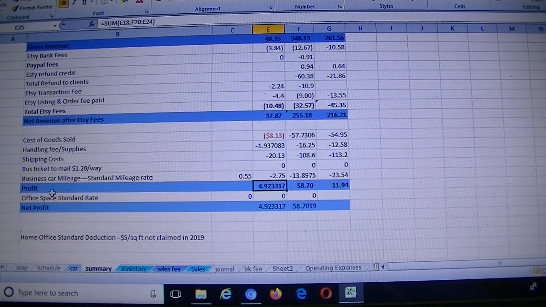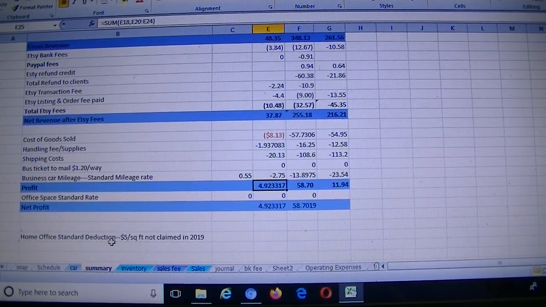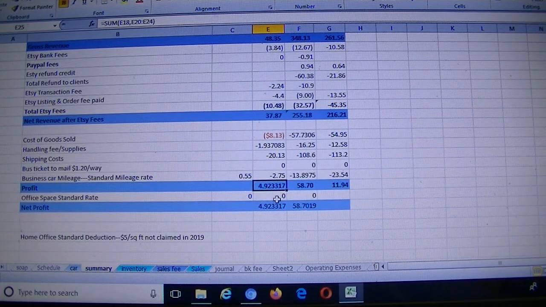And then I'll take the office space standard rate, and I believe that is $5 per square footage. You can claim up to 250 square footage or something like that, or up to $250 or something like that. I had to check. But that's $5 per square footage up to a limited size of the office. But I didn't take it because, once again, I wanted to show profit. And that's the profit for this.